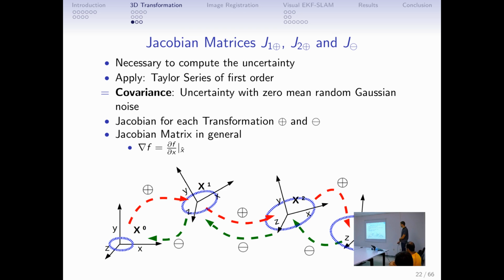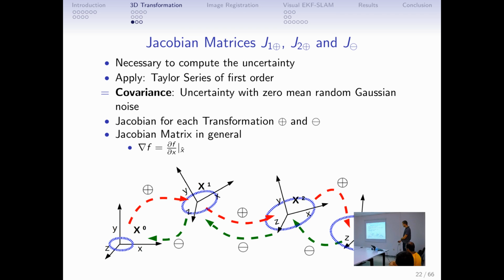So, the Jacobian matrices. Now we are at the point to come from here with this information in the composition to the next state, and so on and so forth, and back with the inversion. But now we have to model our covariances, what we see here. And this is done with the Jacobian matrices. The covariances are uncertainties with zero mean and random Gaussian noise.